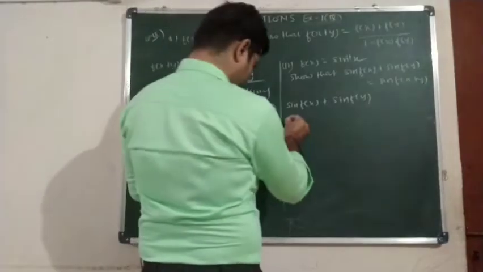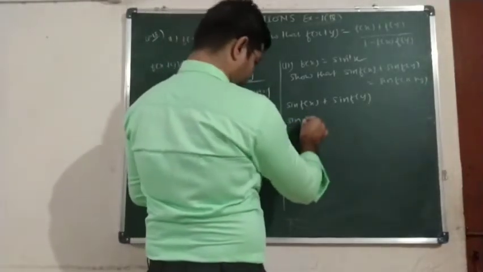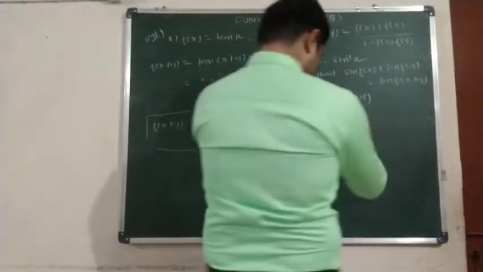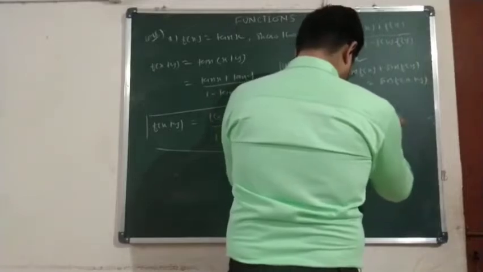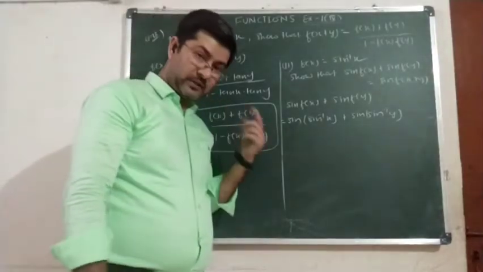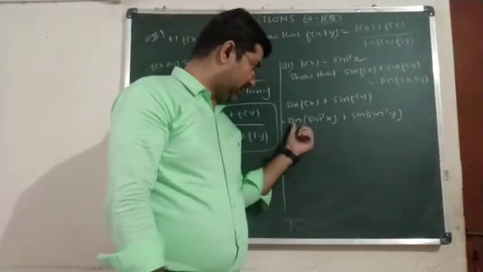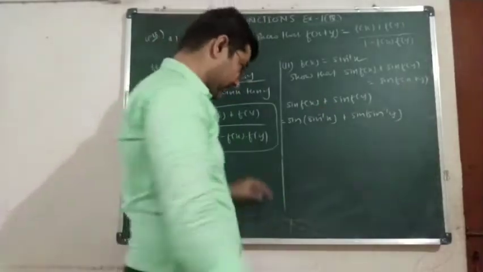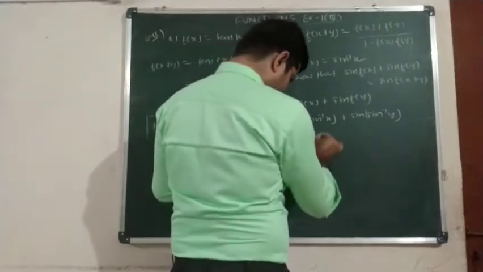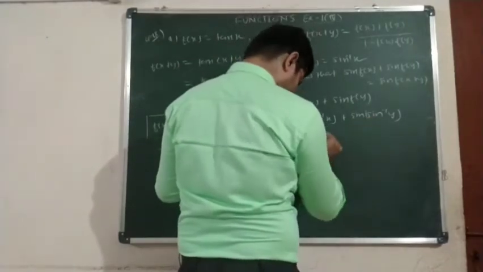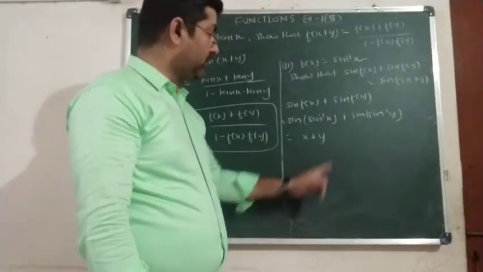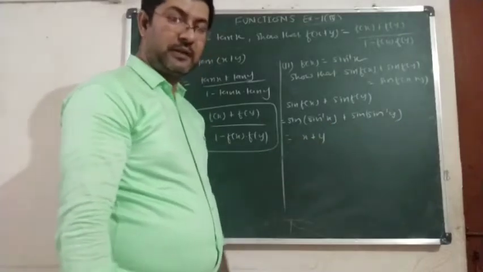Clear? Sine of f of x, what is that? Sine inverse x. So sine of sine inverse x plus similarly here sine of sine inverse y we can write. Now inverse trigonometric functions, we will learn the properties. Sine of sine inverse x is equal to x. So those properties we are going to use now. Sine of sine inverse x is equal to x, and similarly sine of sine inverse y will be equal to y. Clear? For the values of x ranging between -1 and 1.